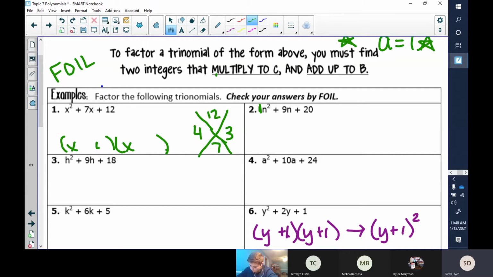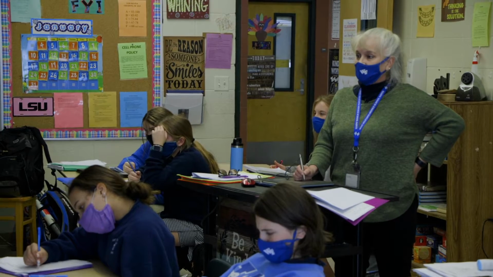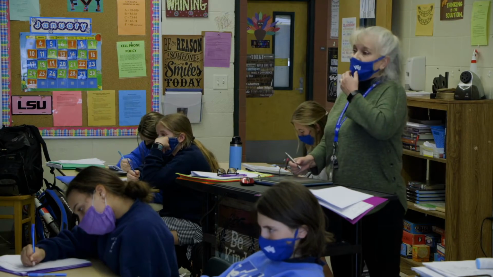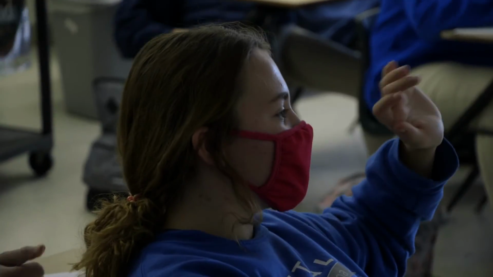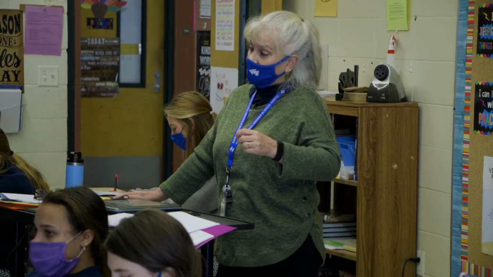Okay, so now I've got 4 and 3 here. How do I know if it's going to be adding or subtracting? They're both positive. I need a positive 12, which means my signs have to be the same when I multiply. But I need a positive 7, which means both those numbers have to be positive. So to factor a trinomial, can you use the other steps that we've been using? A difference of squares. So how many terms were we talking about there? 2.